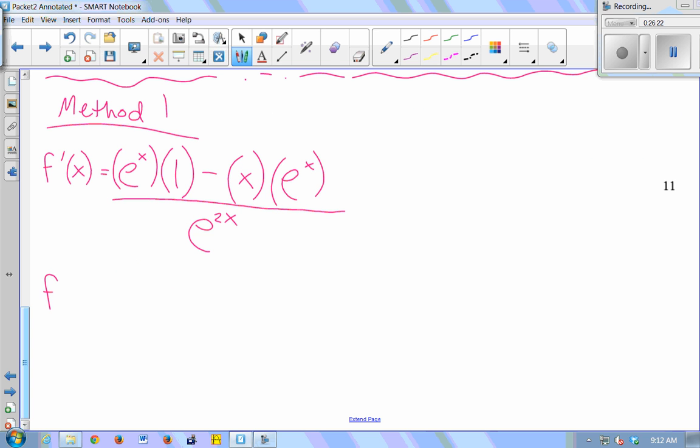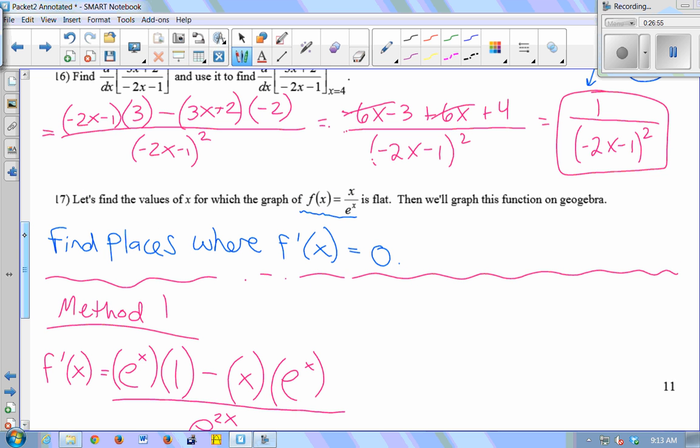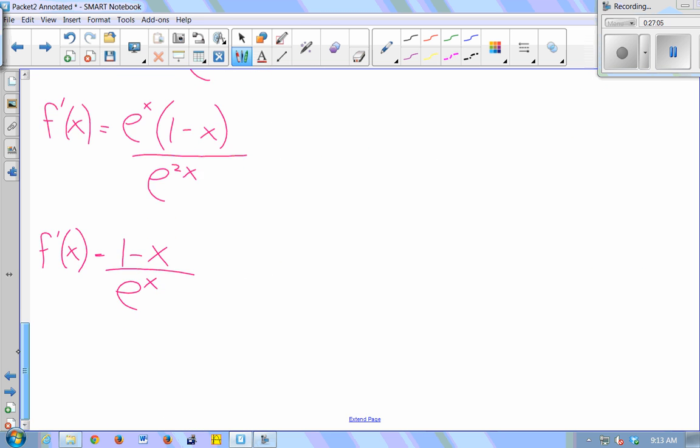And if I simplify, I can factor an e to the x out of each term in the numerator, and I'm left with 1 minus x over e to the 2x. And then I have some e to the x's that cancel. And I get f prime of x is 1 minus x over e to the x. All right, so that's one way to find f prime. Once you have f prime, which represents the slope of the tangent line at any given x value, we want to know places where the tangent line has slope 0. So we set it equal to 0 and solve it.